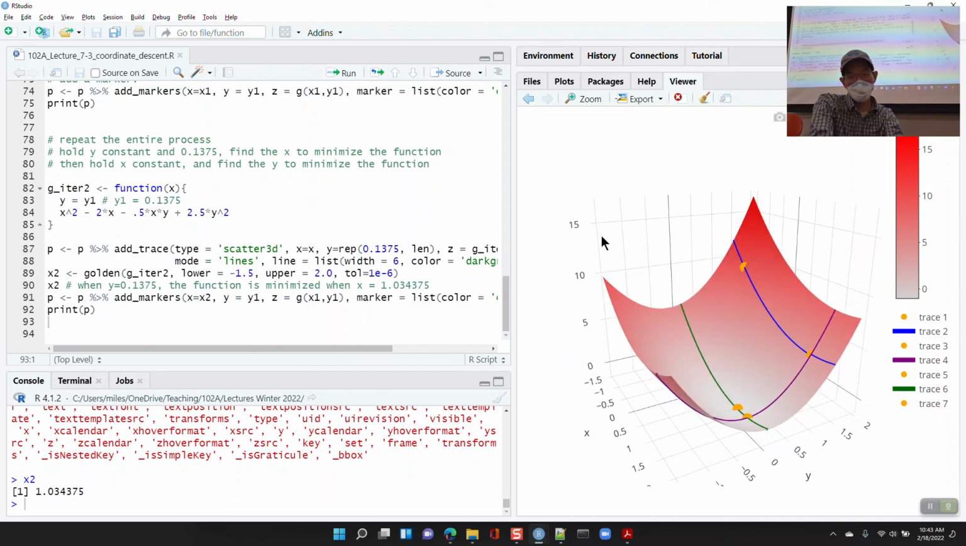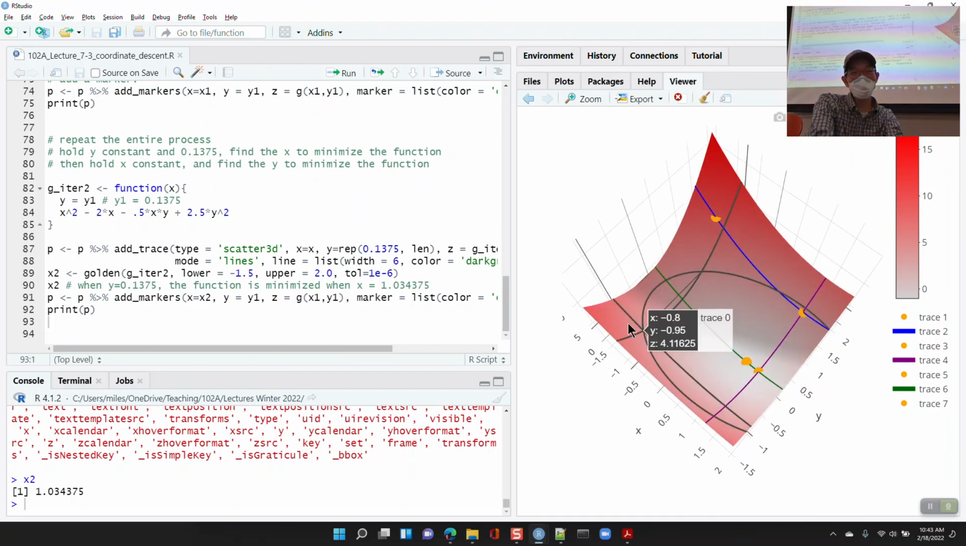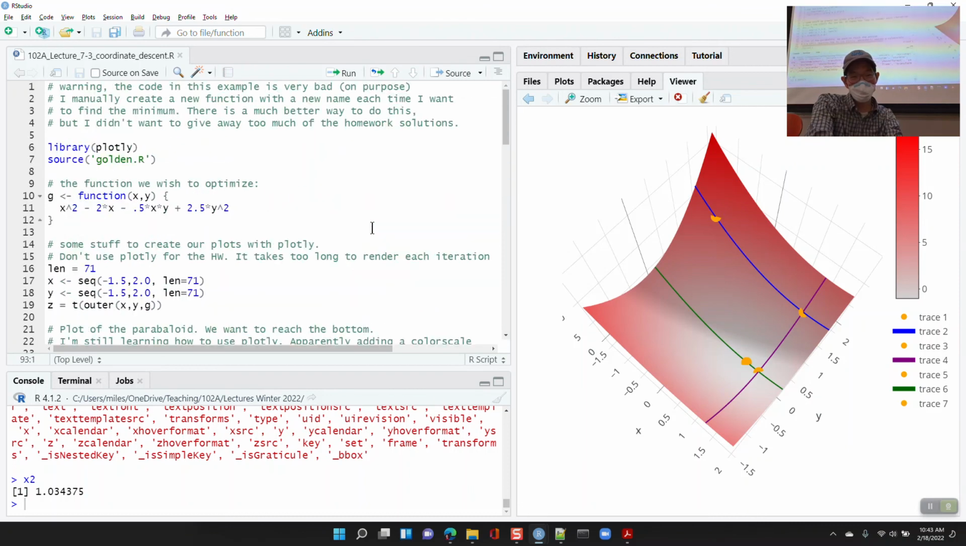Plotly is a cool piece of software to draw stuff. It's pretty cool, but yeah, don't use it in your homework. All right, you can play around with it.